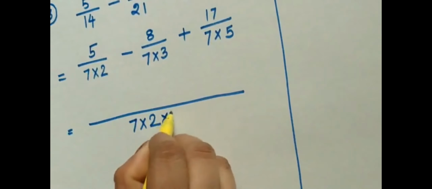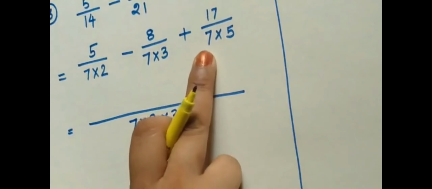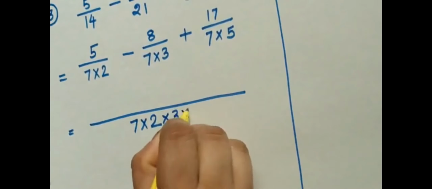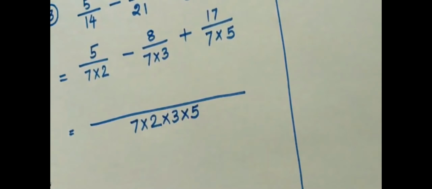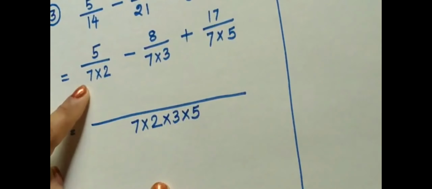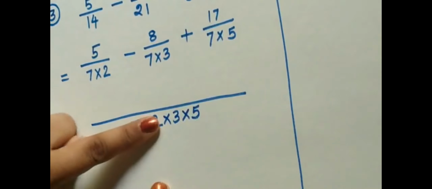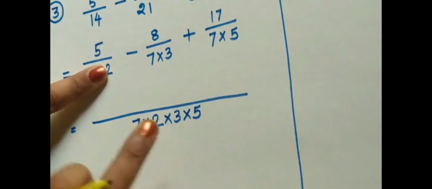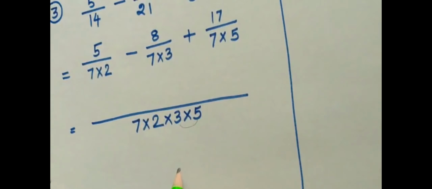So we no need to copy the 7 again. We will write down only those terms which are not present in the denominator. In the third case 7 cross 5, so we will copy only 5 here. Now for the first fraction, 7 cross 2 is already present in the denominator, so we will hide that and we are left with 3 cross 5. 3 cross 5 means 15.